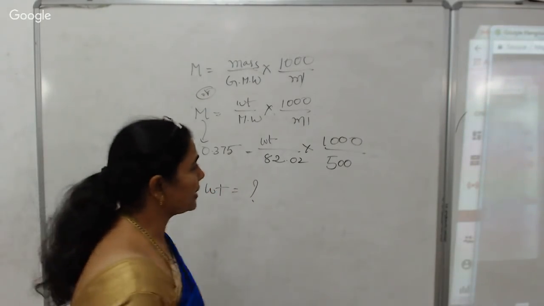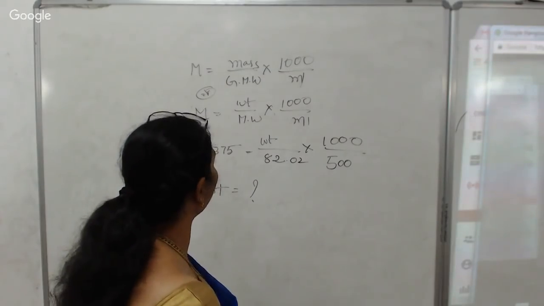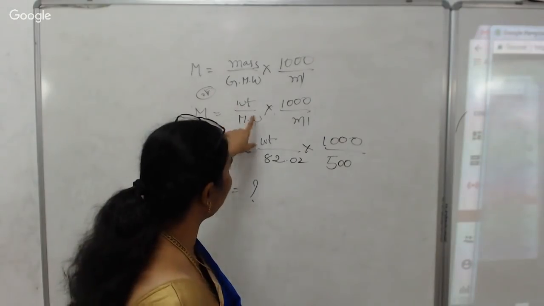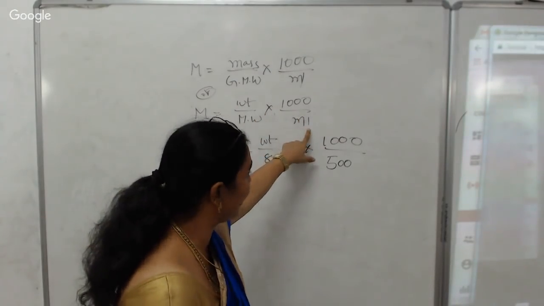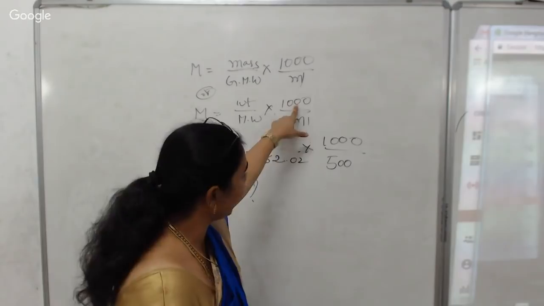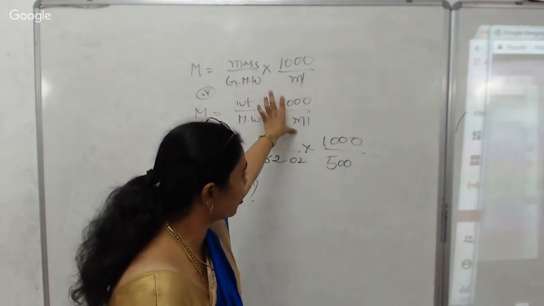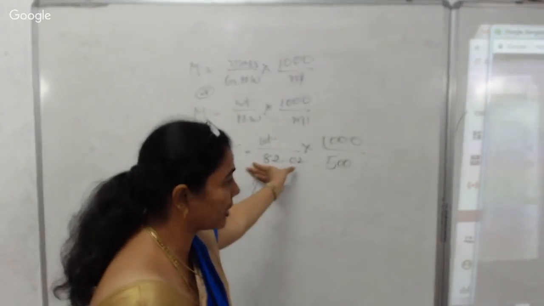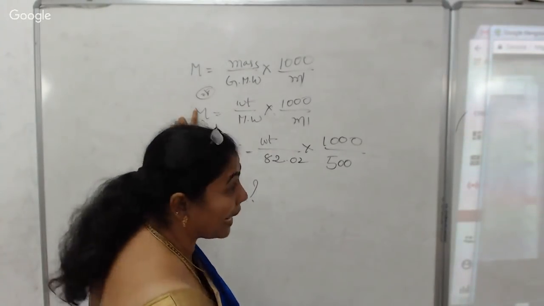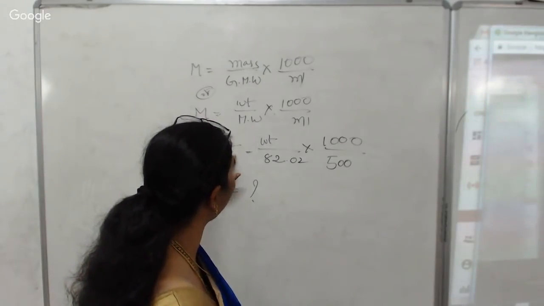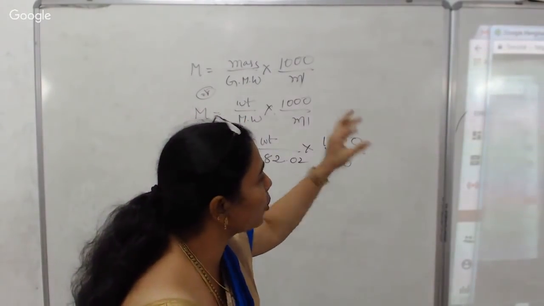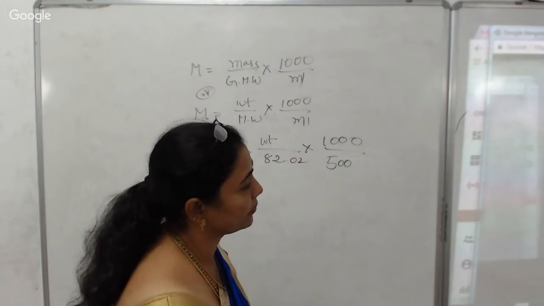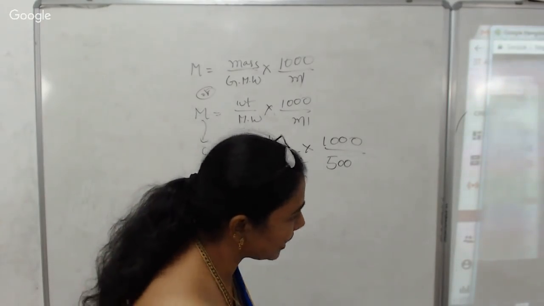Okay, please see this numerical problem. In this numerical problem, first write down the formula. Molarity is equal to weight by molecular weight into 1000 by ml. Here, 1000 and the ml is given as 500. You can substitute these two. The molecular weight of sodium acetate is given as 82.02, and the molarity is given as 0.375. Your duty is to find only the weight. So weight is equal to, just multiply and write the answer. Is it clear, children? Do it fast.